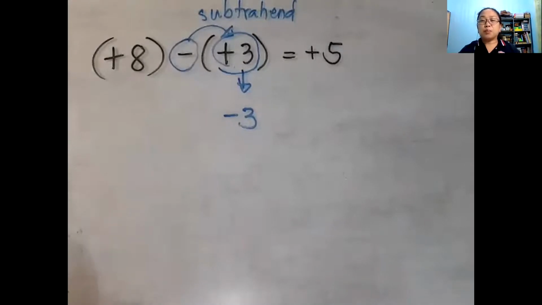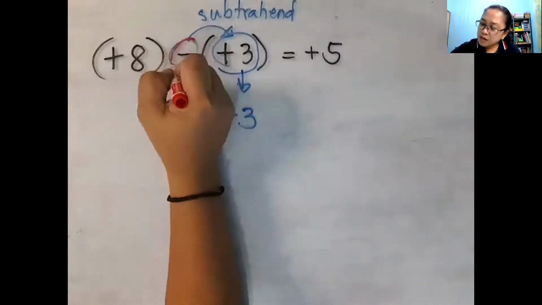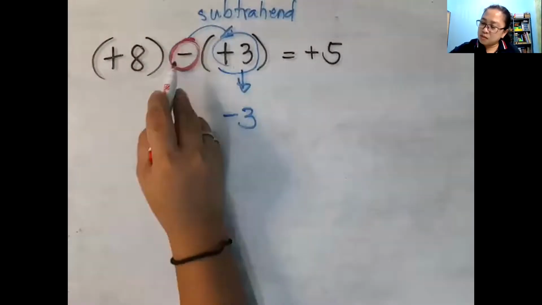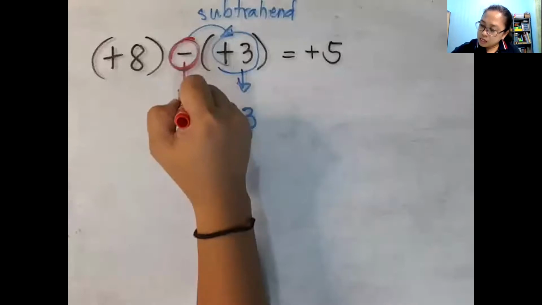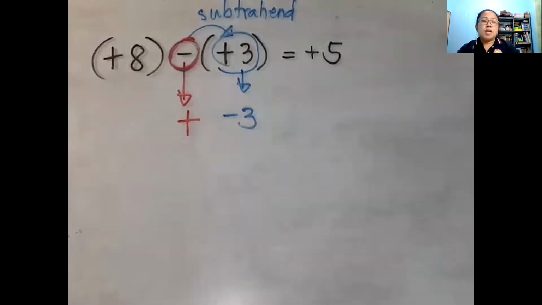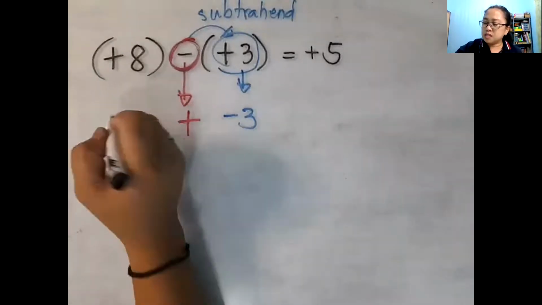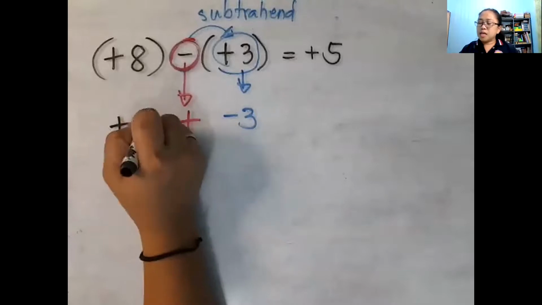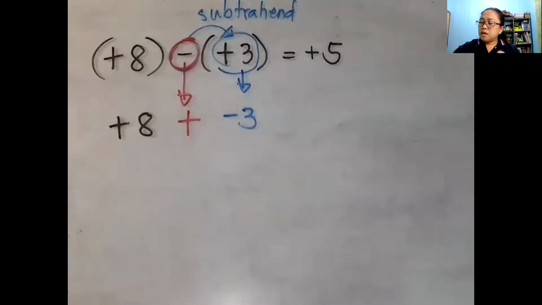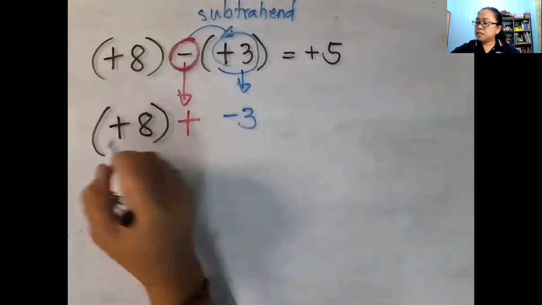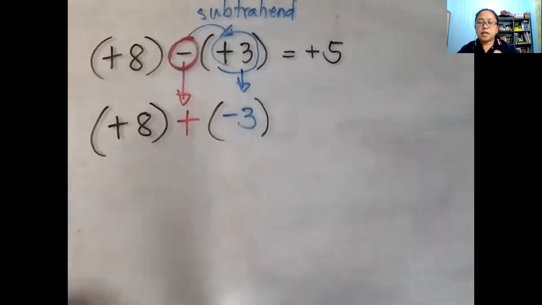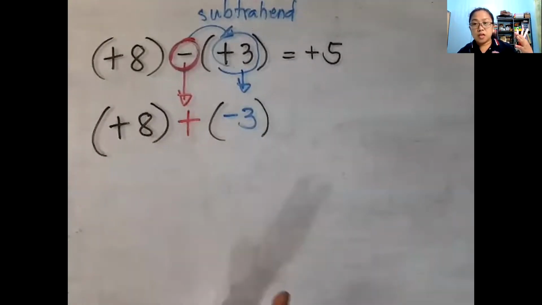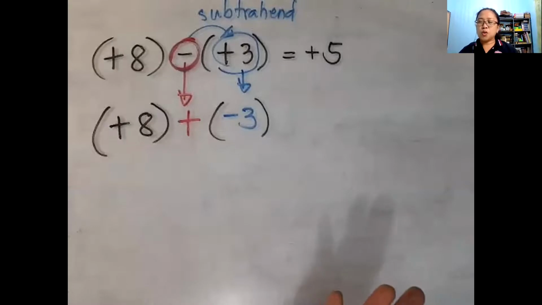And then, sabi, proceed to addition. Ibig sabihin, yung minus sign natin dito, yung subtraction symbol natin, gagawin nating addition symbol. And the rest will just copy. So, yung positive 8 natin, hindi naman siya subtrahend, so we do not need to change that. So, ang mangyayari niyan ay magiging positive 8 plus negative 3. And then we apply the rule of signs. Okay, ano yung rule of signs niyan?